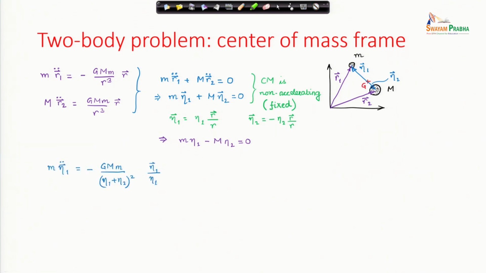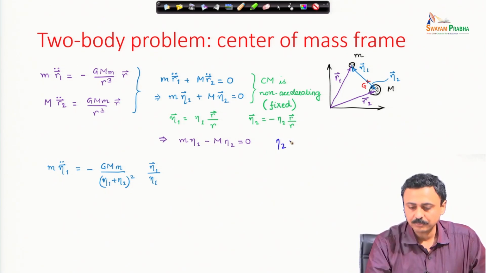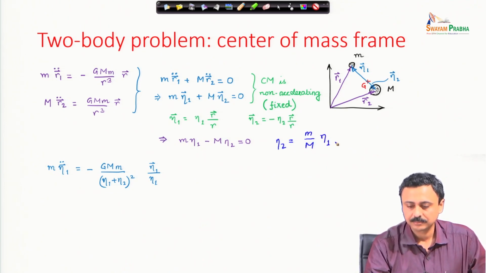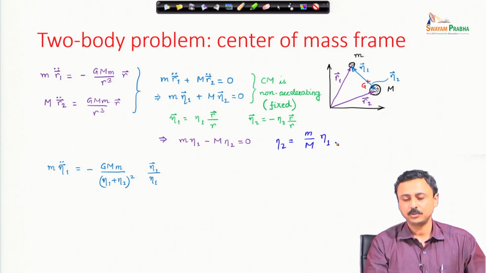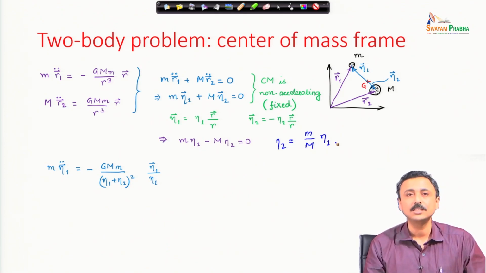And now, I use these things in my equation of motion. One step here, eta 2 can be written as small m by capital M times eta 1. These are magnitudes, eta 1 and eta 2 here are magnitudes of those vectors eta 1 and eta 2.